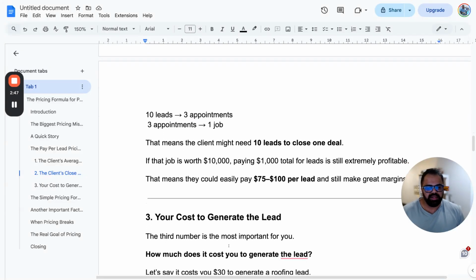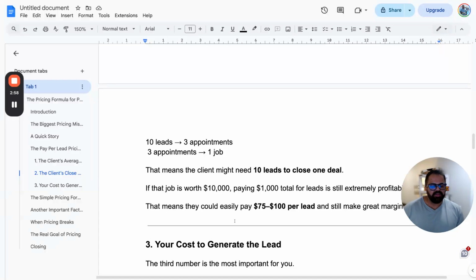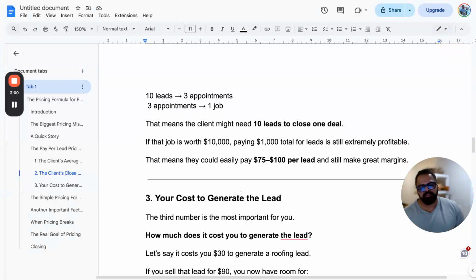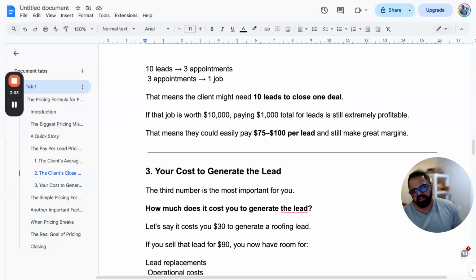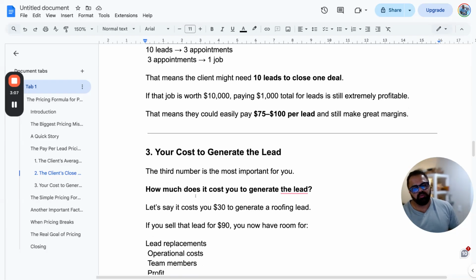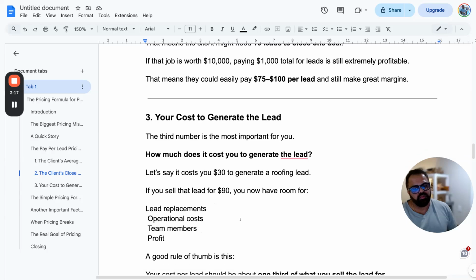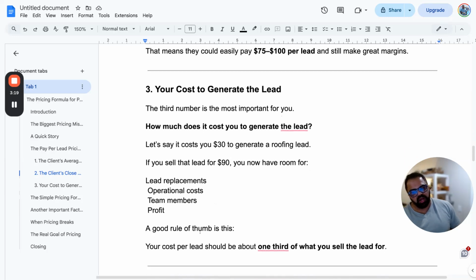Next is your cost to generate leads, so that's the margin side. The client pays 1,000 bucks, they make 10,000: they buy 10 leads from you to make 10,000. So that's the number we're looking at. Your cost to generate the lead is the number that's most important to you. How much does it cost to generate a lead? Let's say it costs you $30 to generate a roofing lead. If you sell that lead for $90, you have room for replacements, operational costs, team members, and profit.